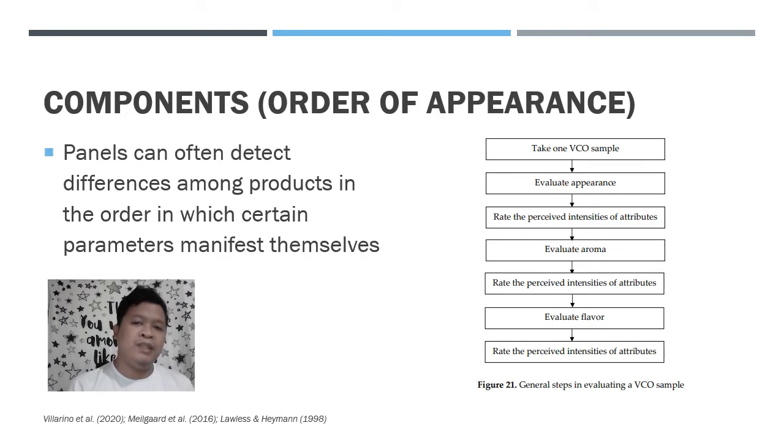So, yung order of appearance, mahalaga siya when you evaluate a sample, tulad lang sa ibang sensory test, lalo na sa descriptive. Napakahalaga kung kailan mo siya i-evaluate, pang ilan siya. Okay? For example, in the VCO manual, you first start with the appearance, and then the aroma, and then the flavor. So, mahalaga din na sa testing procedure, tingnan natin kung pang ilan i-evaluate yung isang bagay.